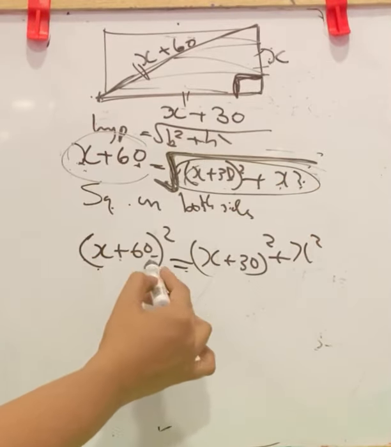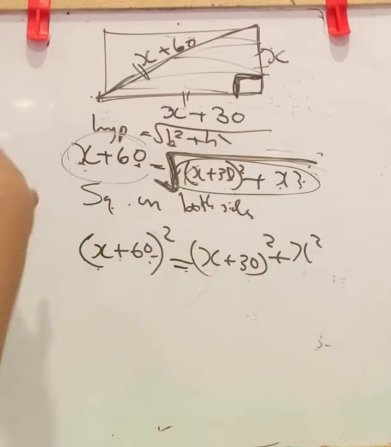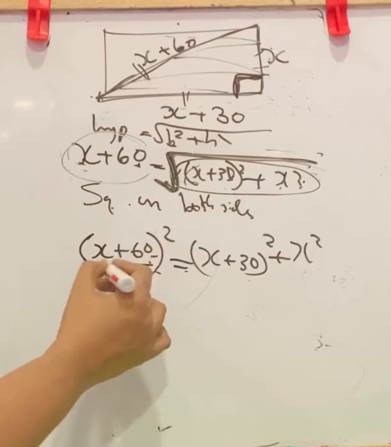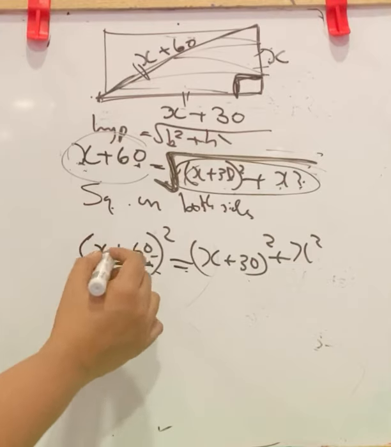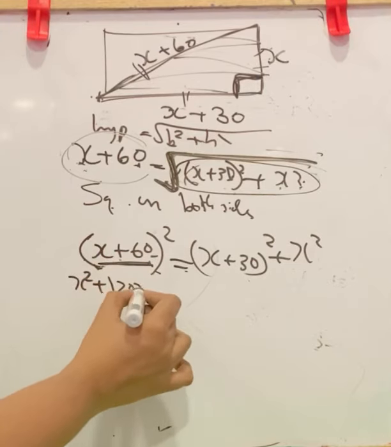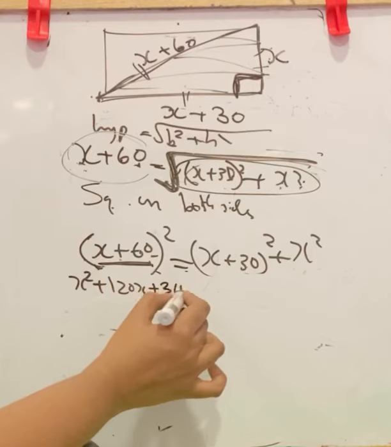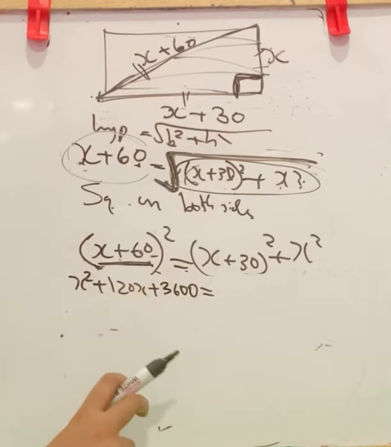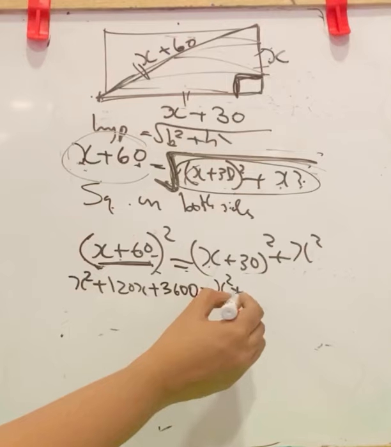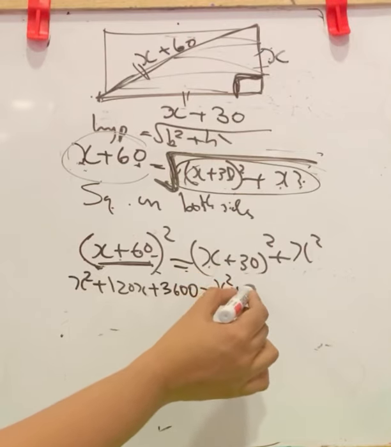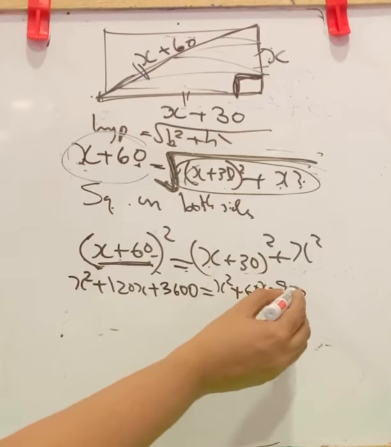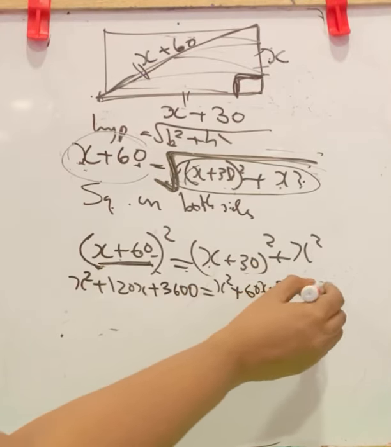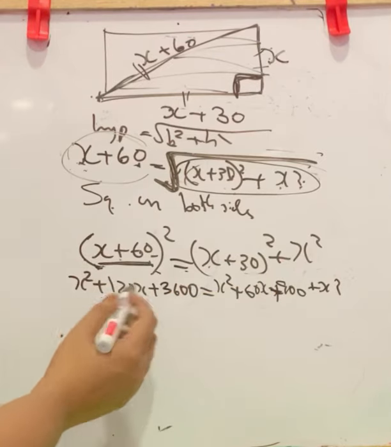Expand this with the (x plus y) identities, then rearrange it, taking all the terms to LHS. First we will rewrite this as the expansion of (x plus y) whole square, that is x square plus 2 into x into 60, that is 120x, plus 60 square is 3600, equal to, here we can write it as x square plus 2 into 30 into x, that is 60x, plus 30 square, 900, plus x square.